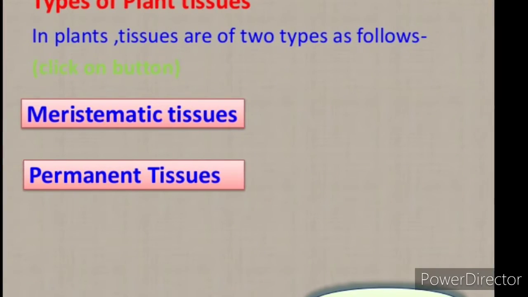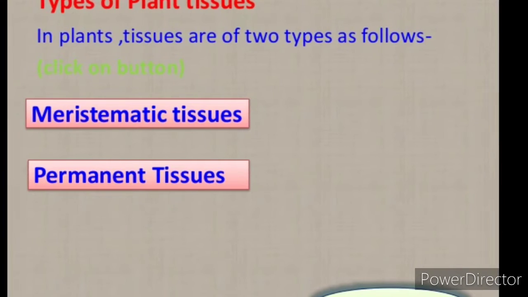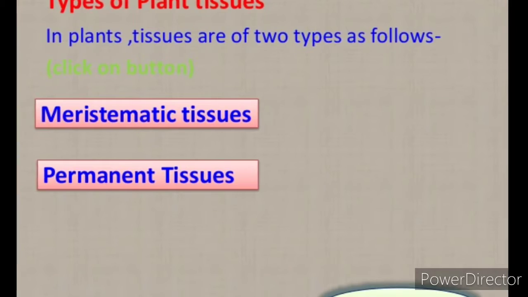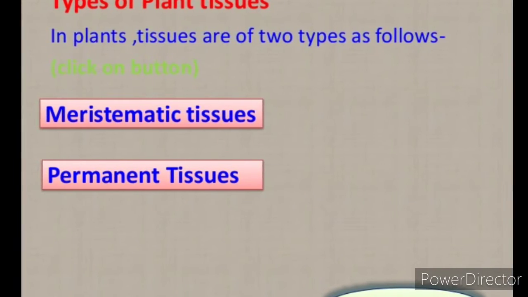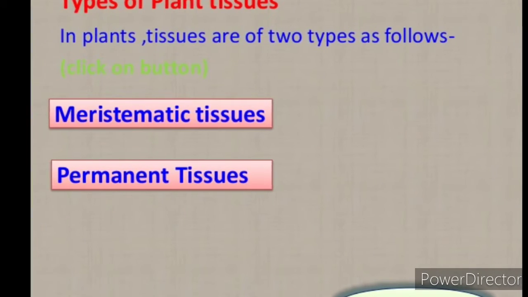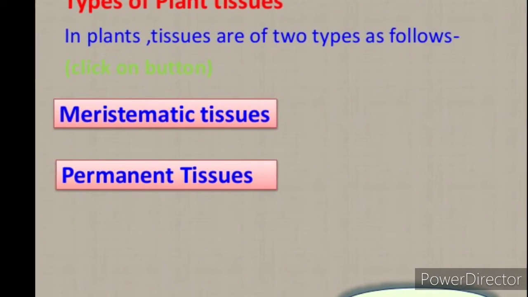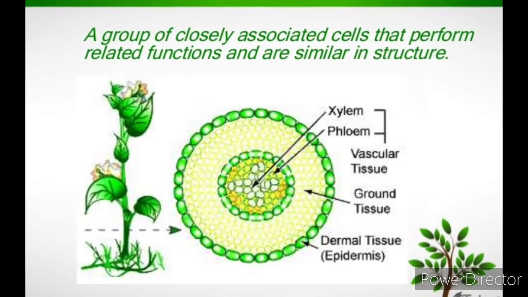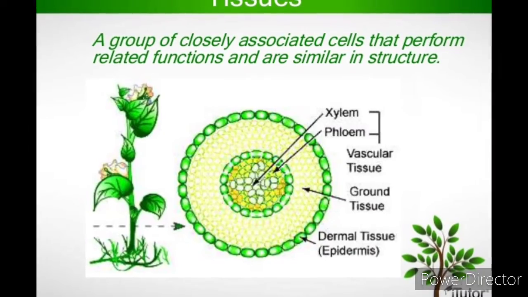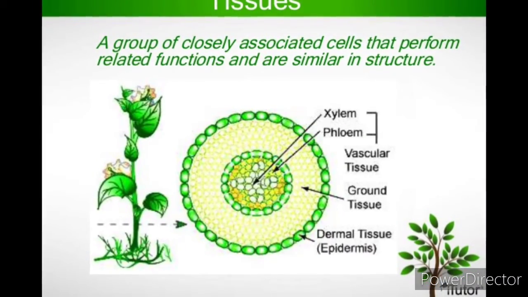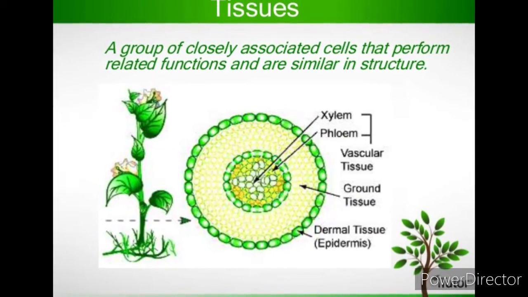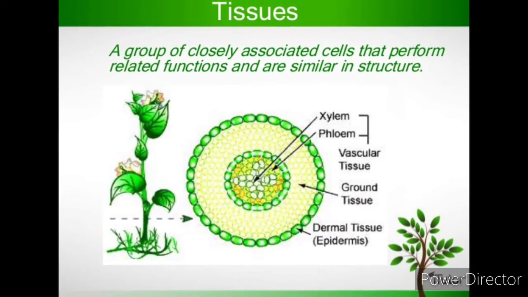Types of plant tissues. There are two kinds of tissues: meristematic tissue and permanent tissue. Meristematic tissue contains growth regulators, so it will continuously grow. A group of closely associated cells that perform related functions and are similar in structure. Here we can see xylem and phloem cells, which carry food materials and water all over the plant body.